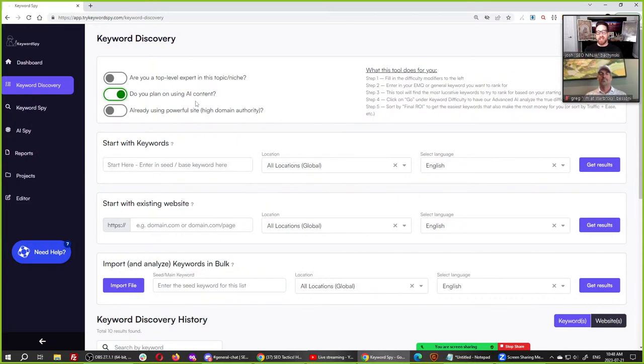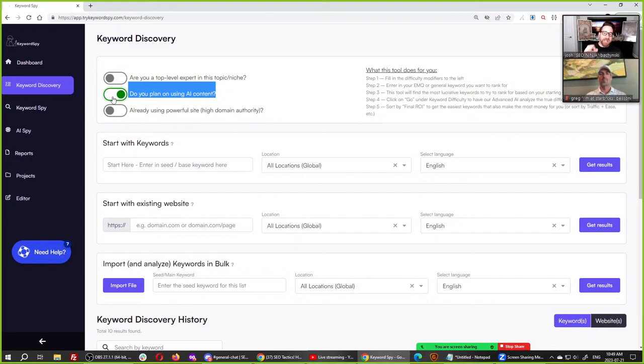And quite frankly, using AI content, full disclosure, is probably perfectly safe as long as you're within the variances of the numbers. If you go outside the variances of the numbers, that's when you start having some danger. And so we recognize this in the difficulty tool. If you plan on using AI content, you would select this and it would be a little bit more difficult for you to rank.